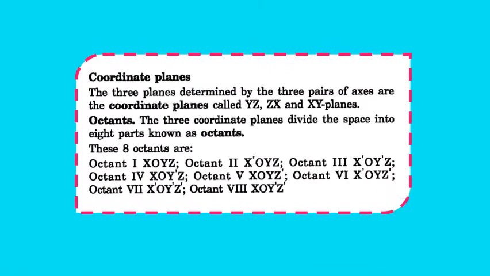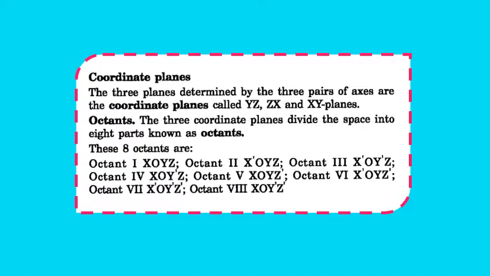So coming to coordinate planes. The three planes that are determined by the three pairs of axes, that is x-axis, y-axis and z-axis, are called the coordinate planes, and they are represented as yz plane, zx plane and xy plane. Now these three planes, xy, yz and zx, divide the space into 8 parts called octants.